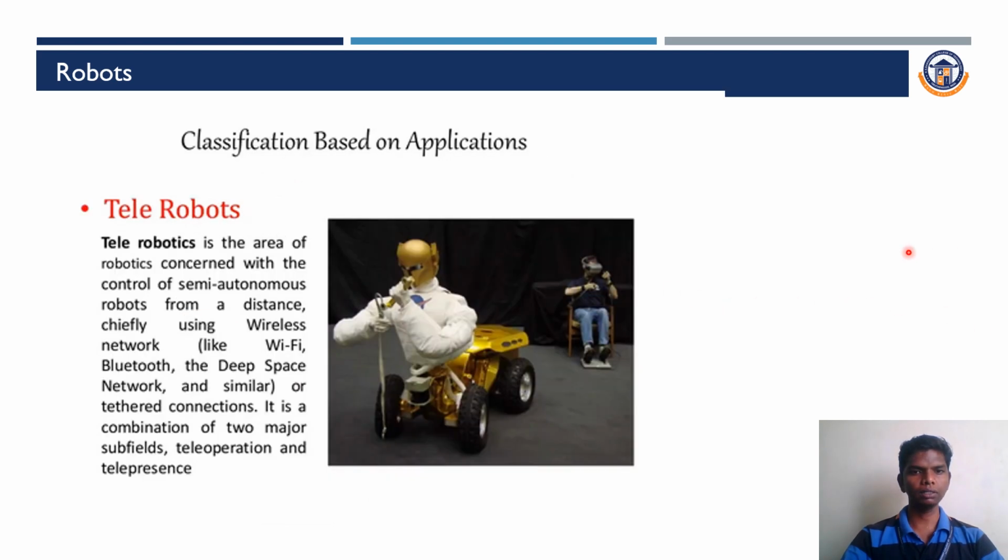And these are telerobots. A telerobot is in the area of robotics concerned with the control of a semi-autonomous robot from a distance, chiefly using a wireless network, such as Wi-Fi or Bluetooth, similar to the deep space network. With the help of wireless or Bluetooth, we can control the robot. That is called a telerobot.